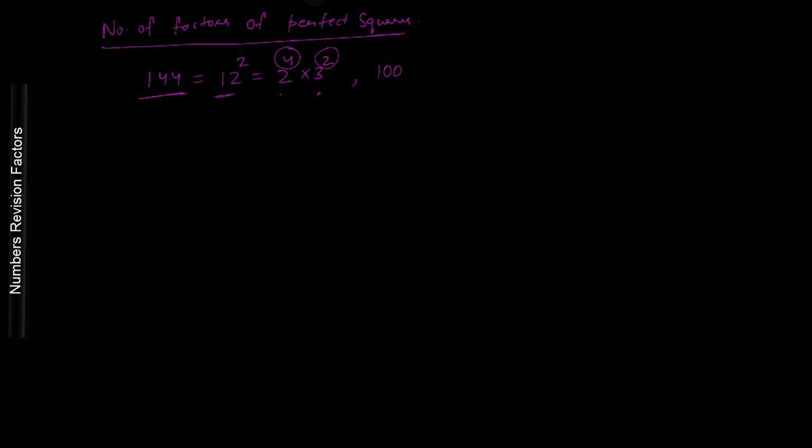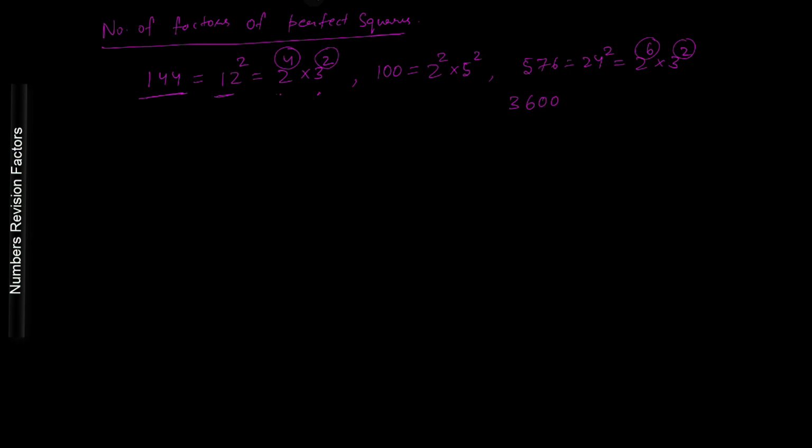Say for example 100, 100 is 10 square. So it is 2 square into 5 square. All the powers are even. I hope you can see that. Say 576. 576 is 24 square. 24 square is actually 2 to the power 6 into 3 squares. Right? So when you factorize any perfect square, you will always get all the powers even.